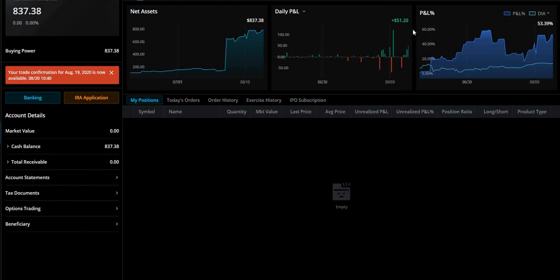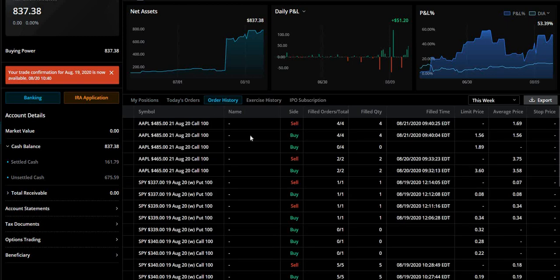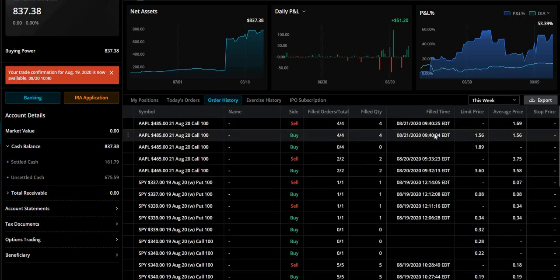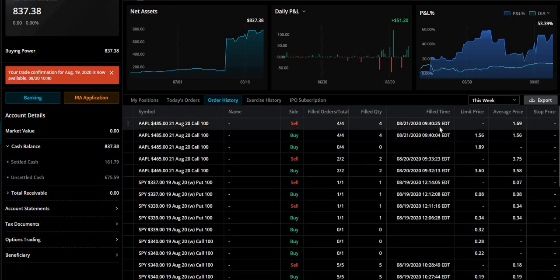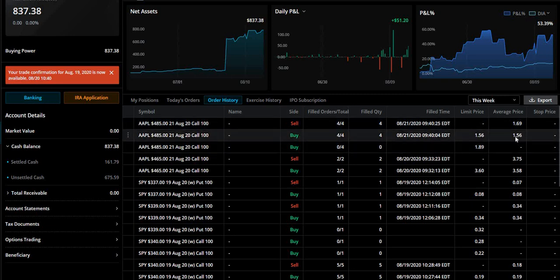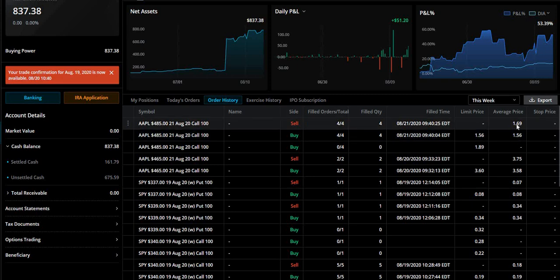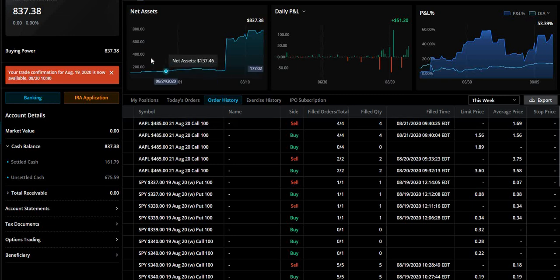$50 is double my, I still have 161, but I don't know if I'm going to make another trade. Double my daily goal. And that was a 20-second trade. I bought four contracts at a $1.56 limit, and I got filled right at the $1.56. And then the $1.69 is what I sold them at 20 seconds later.